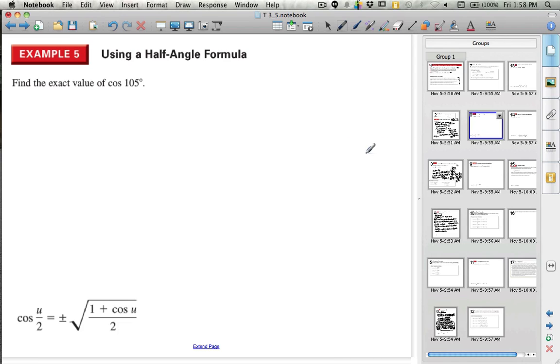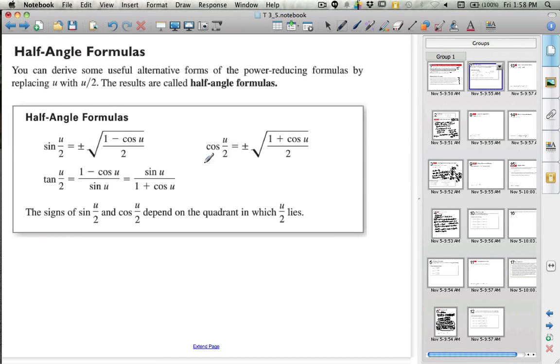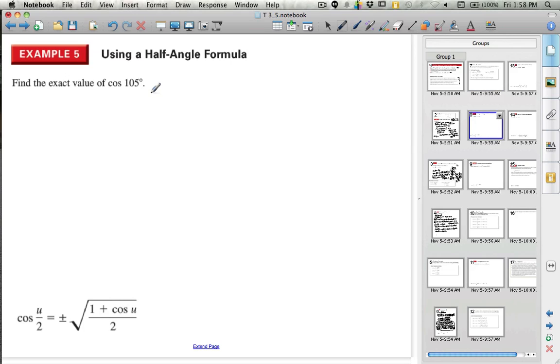So if we take a look at using the half angle formulas up here, we've got half angle formulas for sine, cosine, and tangent again. And if we want to find the exact value of the cosine of 105, then I could say that's going to be the cosine of 210 degrees over 2. And I say 210 because 210 is a common angle. It's 180 plus 30.